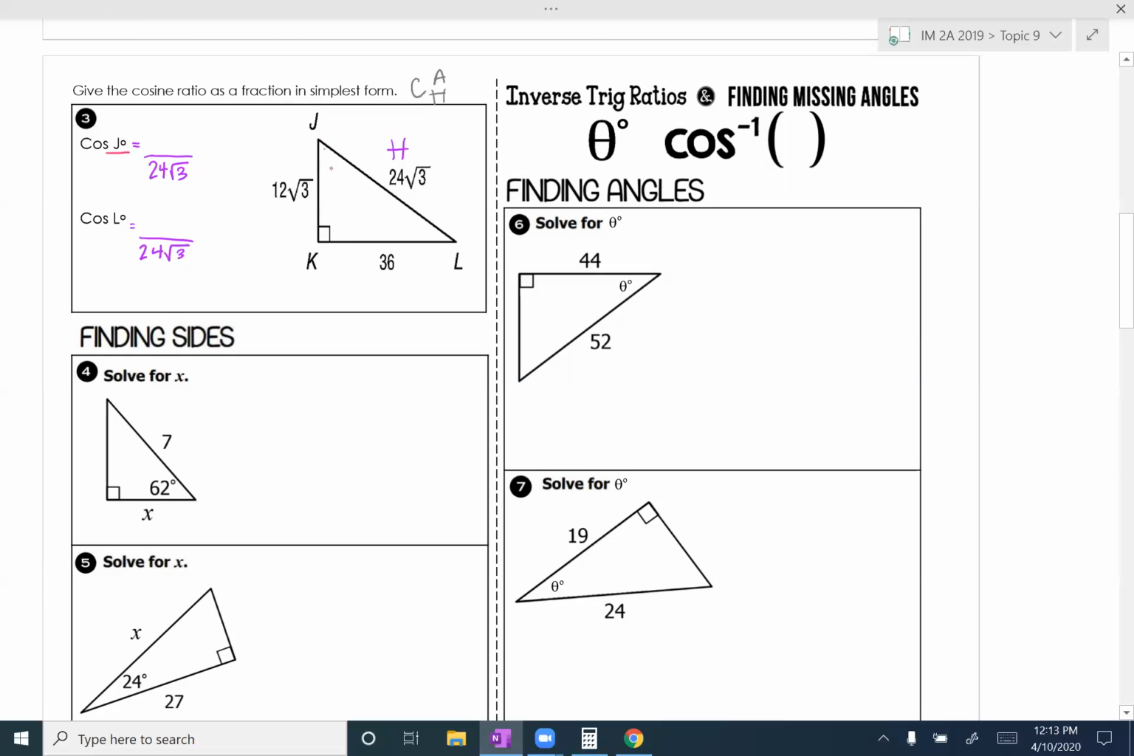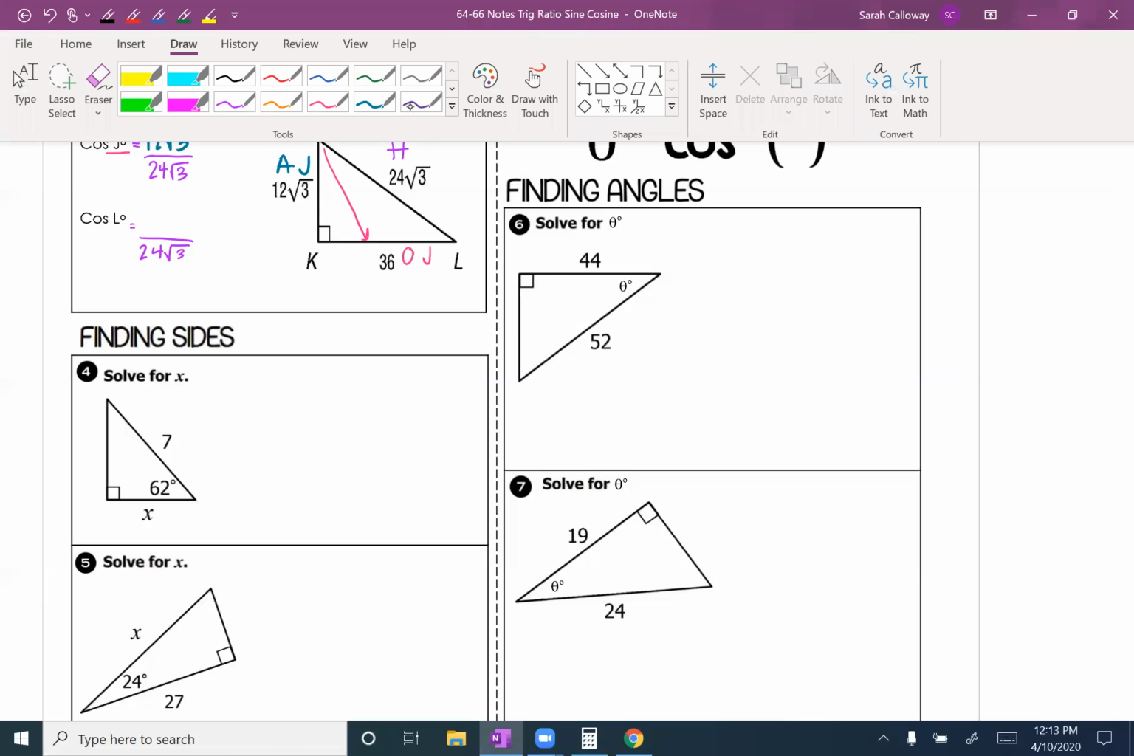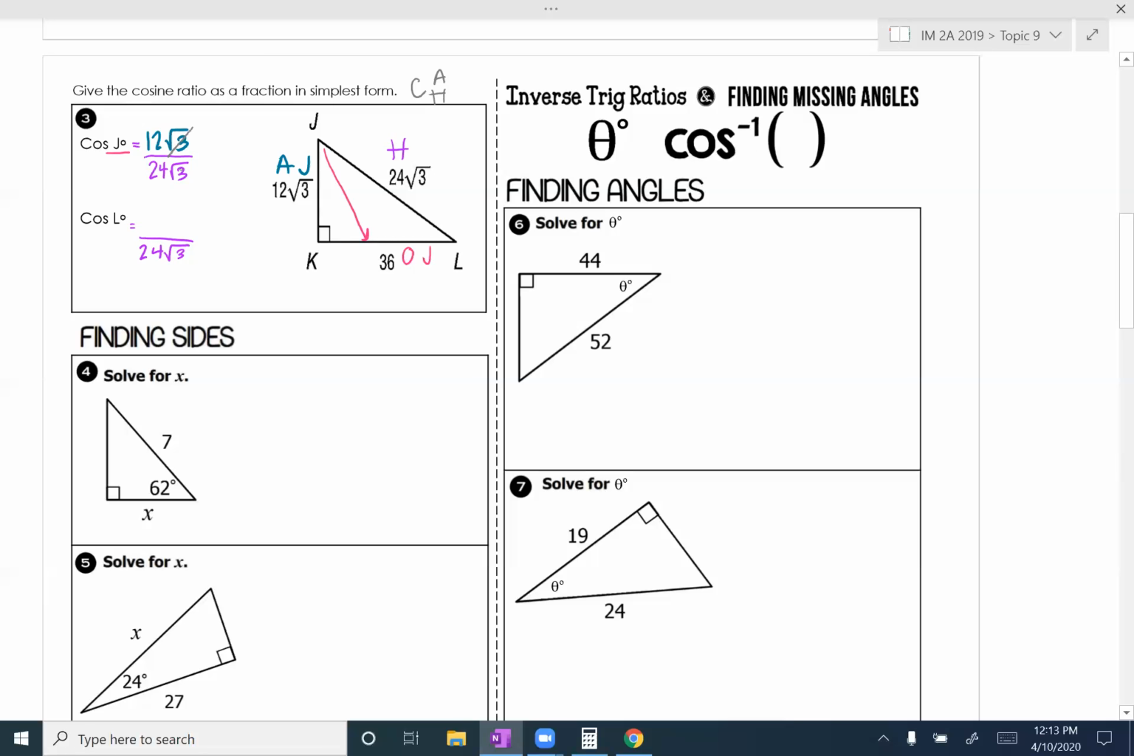Okay. So this first one is asking us to identify cosine of J. So J is here. That means that the side opposite of J is 36. So then that means that the side adjacent to J is 12 radical 3. Cosine is adjacent over hypotenuse. So for J then, we're going to put 12 radical 3 over 24 radical 3. So if I simplify this, the radical 3's reduce. And then if I think about 12 over 24, that reduces to 1/2.